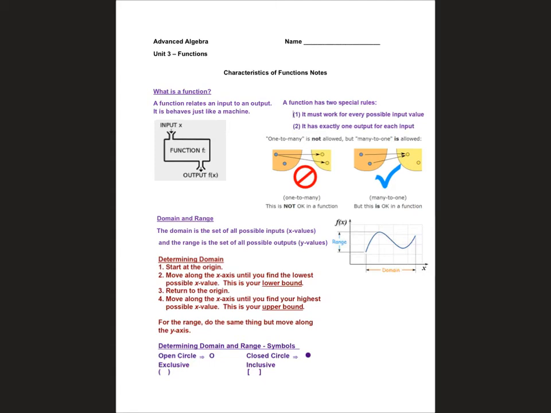Today we're going to discuss the characteristics of functions. So what is a function? A function relates an input to an output. One way to think of a function is to think of it as a machine. We put stuff into the machine and it produces an output. If we put a certain input into our machine, we want to get one output.